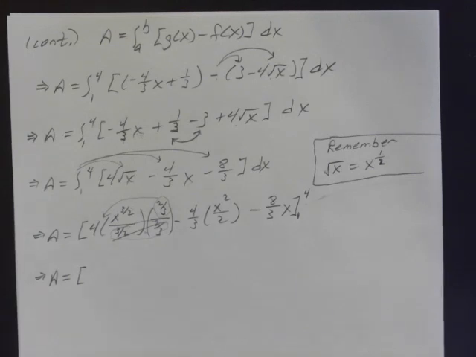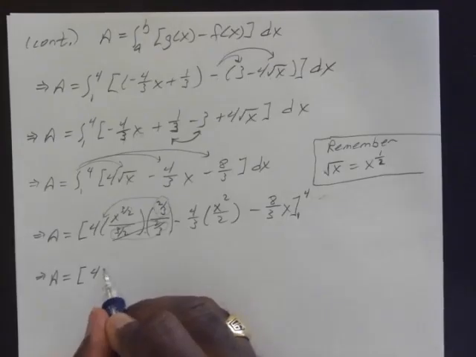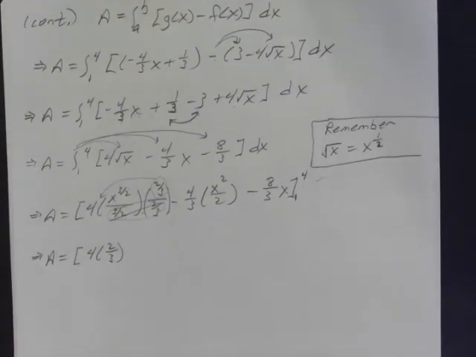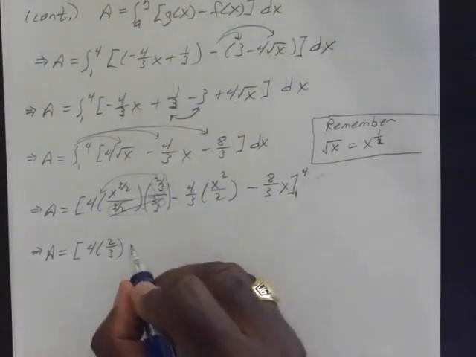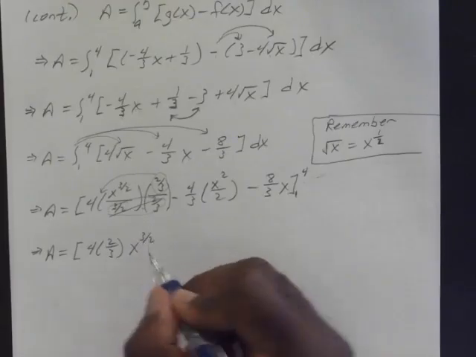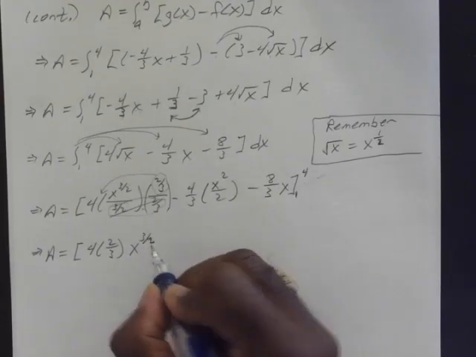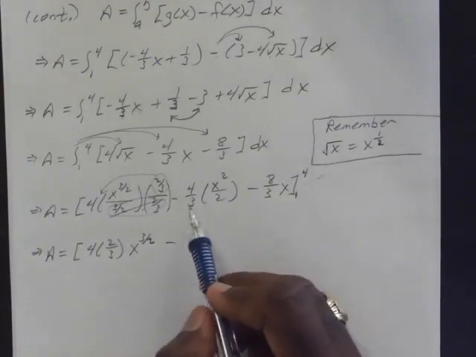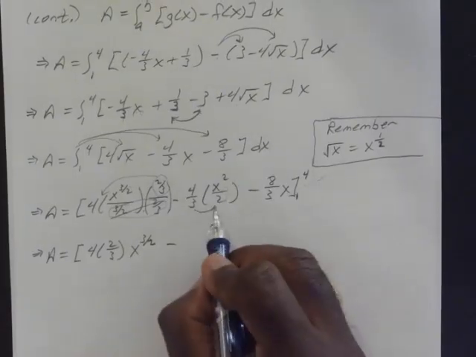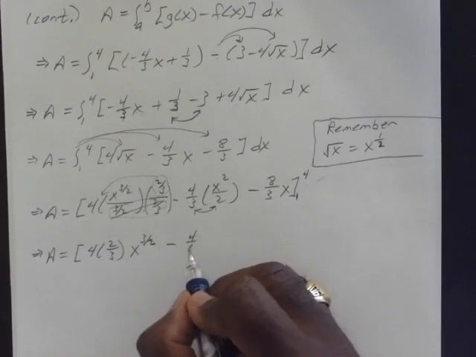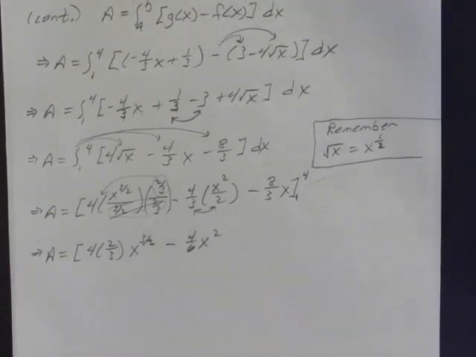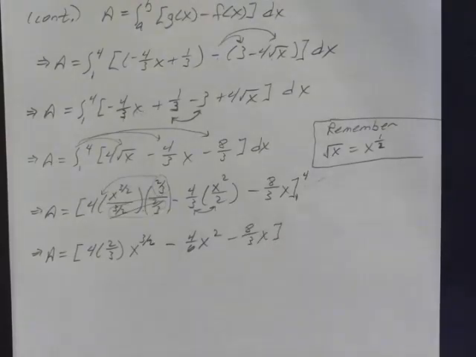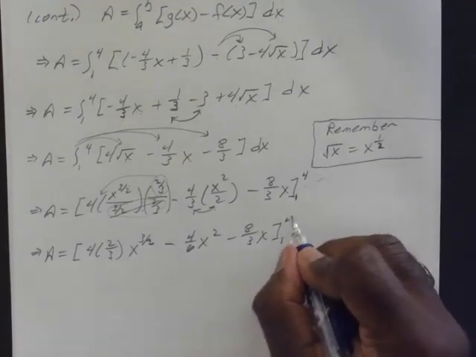That's 4 times 2/3. And you could have gone ahead and simplified that if you wanted to. I just didn't want to skip any steps. Times x to the 3/2 power. Minus, we have 4 over 6 x squared. We go ahead and multiply those two. Minus 8 over 3 x. From x equals 1 to 4.